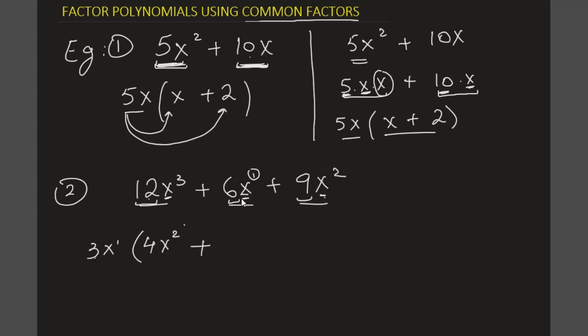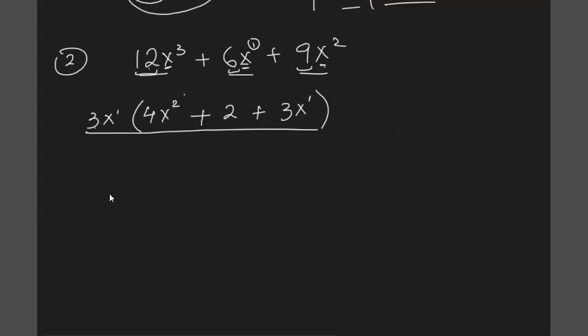Then 3 multiplied by what will give me 6, and that's a 2. I have 1x here, I have 1x here. I have no x left there. So I don't put any x here. Then 3 multiplied by what gives me 9 is 3. I have 1x here, I have x squared here, so I have 1x left that I can put in here, and that's it. I'm done. I have factored out my common factors. If you're still confused, let's go over another example.